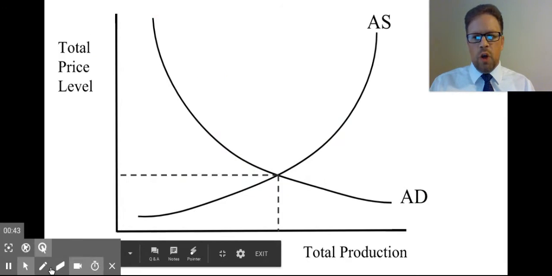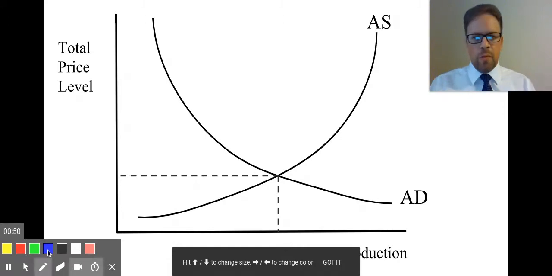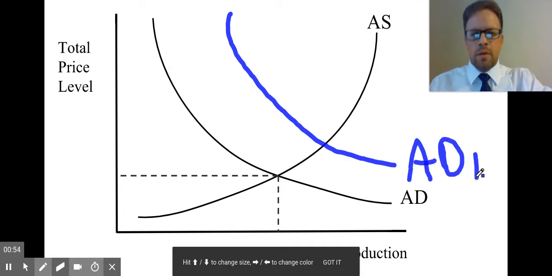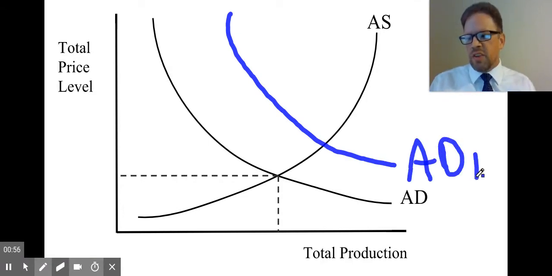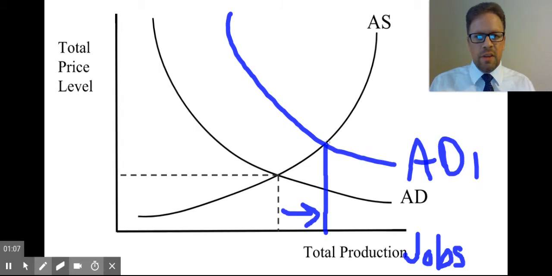So if they're lowering your taxes, with tax rates lowered, people will have more disposable income, therefore increasing aggregate demand. This decreases unemployment because now we have more production, which therefore means more jobs. But the inflation rate will actually increase.